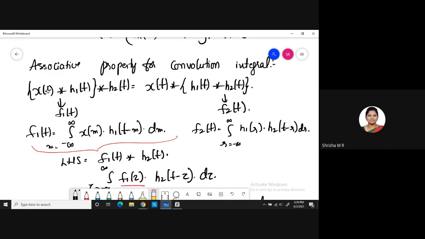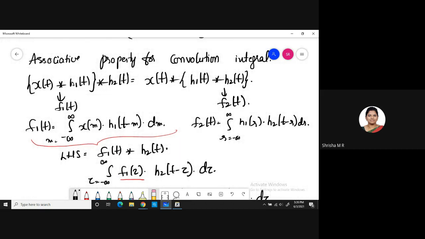So if you convolve these two first, then the next two, it will be the same as convolving h1 of t and h2 of t first, then convolving it with x of t. We'll take this term as f1 of t and this as f2 of t. We have continuous time signals, so it is convolution integral. Write the equation for convolution integral. Let the variables be m here and r here.